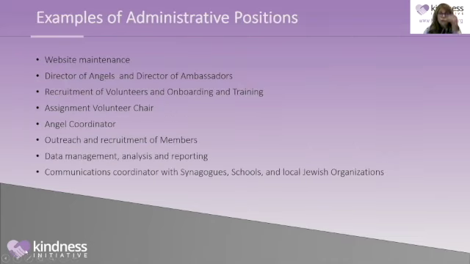There are many, many administrative positions that we are trying to fill to have a very smooth and slick running process here. These are just to name some of them. We certainly need somebody to maintain our very lovely website, and that's going to be an ongoing process. We need a lot of people to be involved with the Angel and the Ambassador volunteer. So we need directors of Angels and Ambassadors. We need an Angel coordinator. We'll need an Ambassador coordinator. We need assignment volunteer chair. We need somebody who helps with recruitment of volunteers and helps them onboard and train.